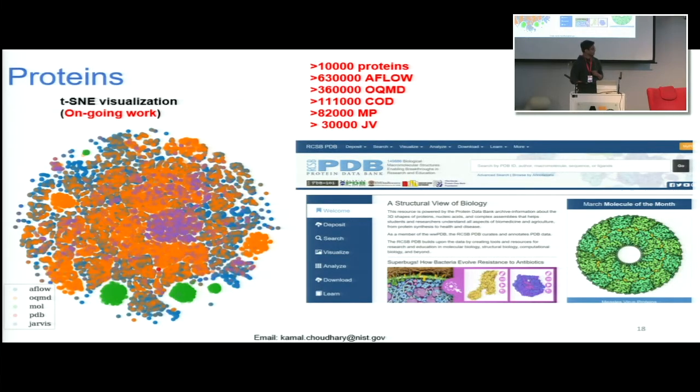We went much further, and we tried proteins. So we take 10,000 proteins, 630,000 AFLOW materials, 360,000 OQMD materials, 111,000 from the Crystallography Open Database, 80,000 materials from Materials Project, 30,000 from JARVIS, and you can imagine it as 1 million rows and 1,557 columns. This is your input matrix. So we converted this huge dimension into 2 dimensions using t-SNE. Here we are saying that even in that huge space, our descriptor can identify certain classes of materials.